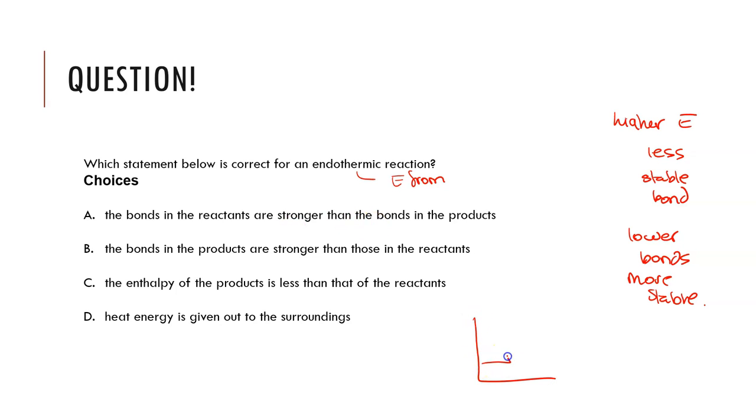So we're thinking of an endothermic. This is a possibility. The bonds in the products are stronger than those in the reactants. No, because they will be more energetic. The enthalpy of the products is less than that of the reactants. No, because we're ending up with the products being higher. Heat energy is given out to the surroundings. No, because endo heat energy is brought in. So that confirms that A is our correct choice.